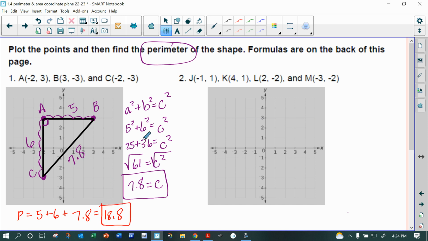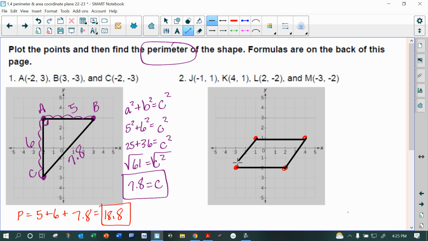All right. Number 2, same thing, plot the points. So -1, 1. This probably takes longer than anything. 4, 1, 2, -2, and -3, -2. All right, so connect your dots so that you have your shape. All right, so there we go.